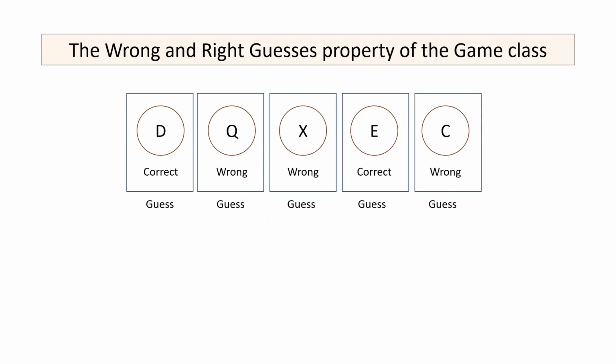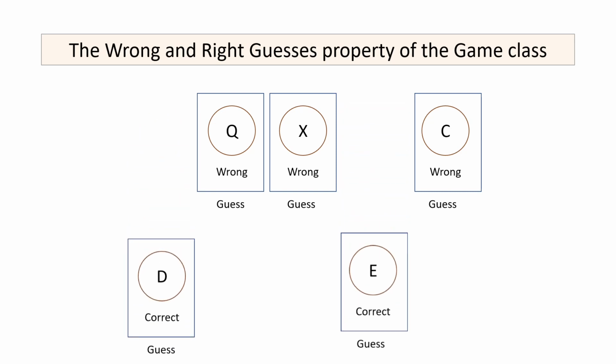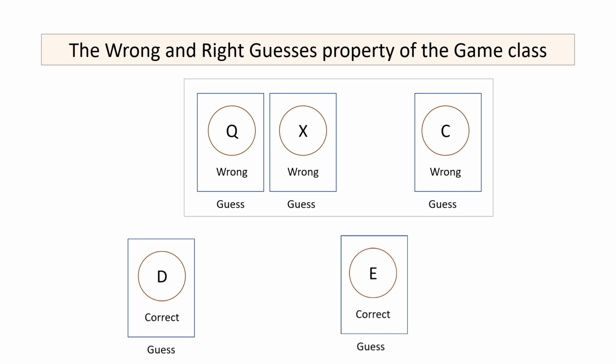You could then divide those into wrong and right guesses. So you could take the first guess D, which was correct, and the second guess E, which was correct, and then create or maintain two lists. One is a list of the wrong guesses, and the other is a list of the correct guesses. And those are the two properties of the game class, which I mentioned much earlier on in this presentation. And it turned out, as I say, to be useful to keep those two lists separate.